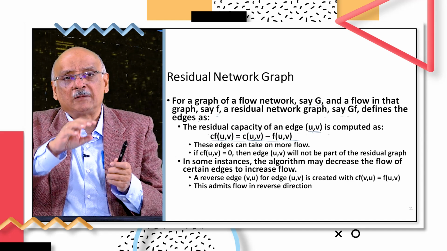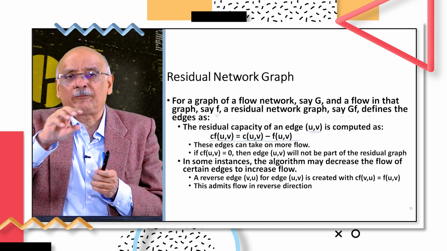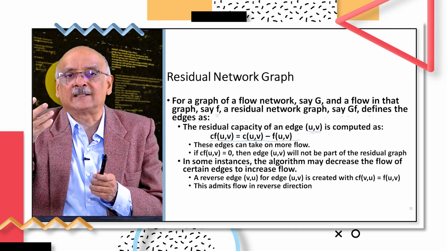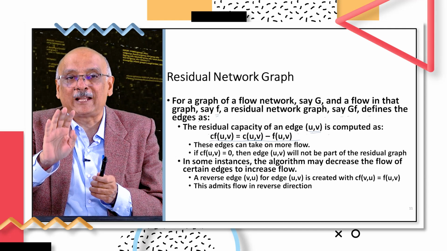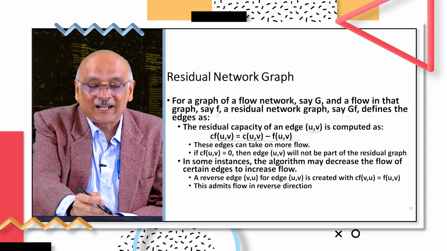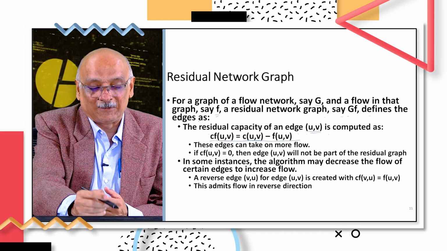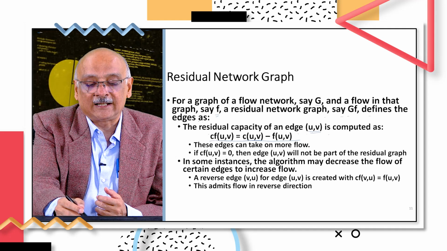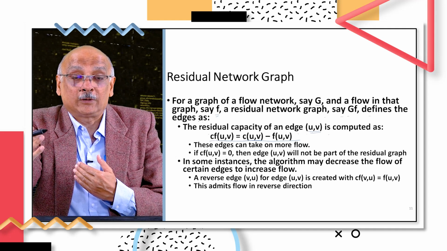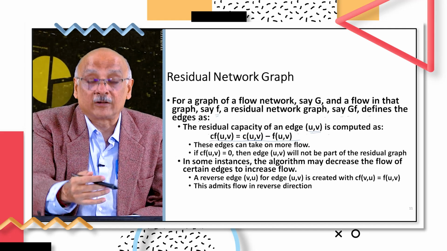So suppose a particular road allows, let's say, 4 lanes, and 2 lanes have been used for a specific reason. Then obviously the capacity of that particular road is going to be only 2 lanes, isn't it? So this is exactly what we are trying to say here. These edges can take on more flow because only 2 lanes are being occupied, so the other 2 can still take the traffic or the flow.